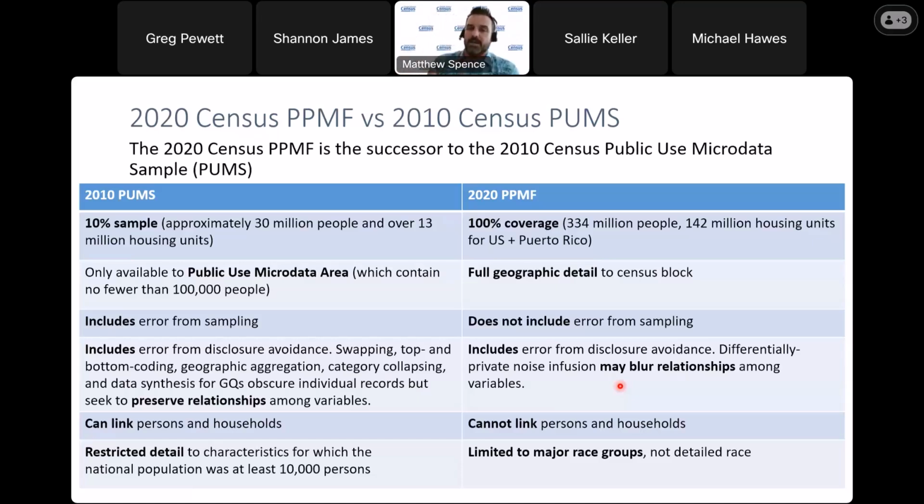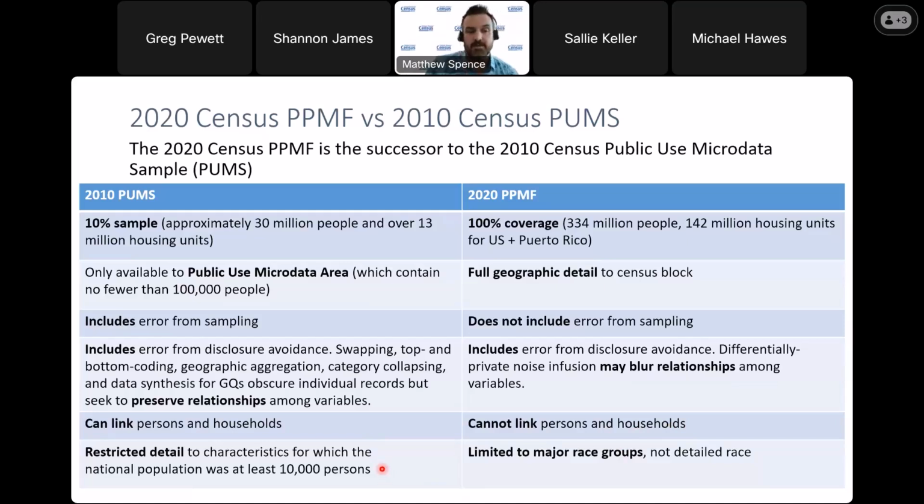So you'll want to exercise caution there. All right, second to last row. One is that in the 2010 PUMs, you can link persons and households. There is an indicator, MAF-ID, where you can locate people within their household or their housing unit. And again, as we mentioned, for the 2020 PPMF, noise and processing were done separately for the person and housing unit files, so you cannot link those two.